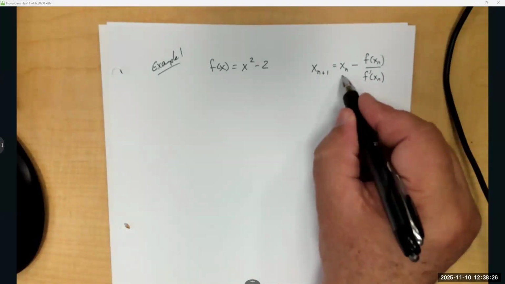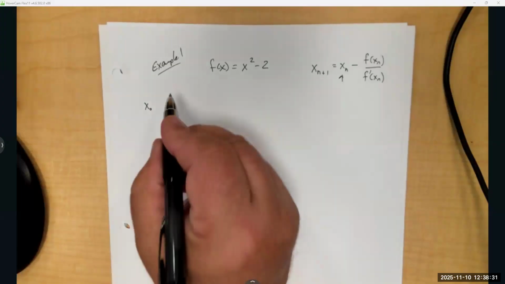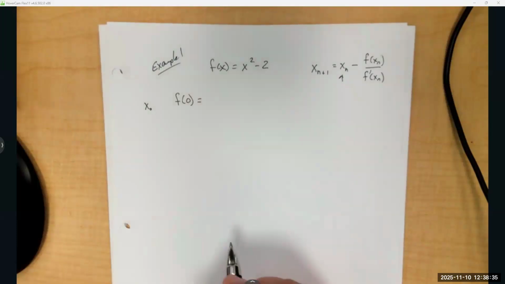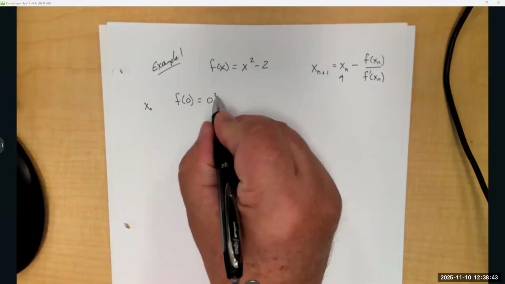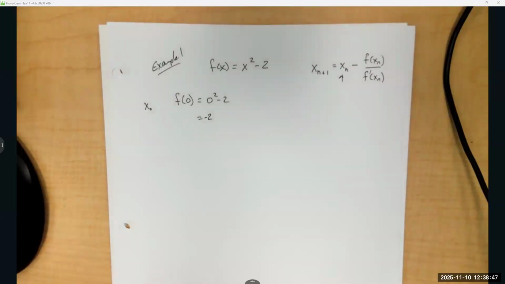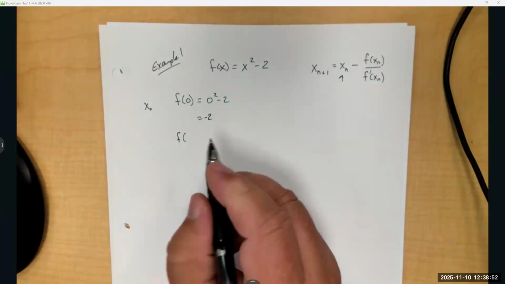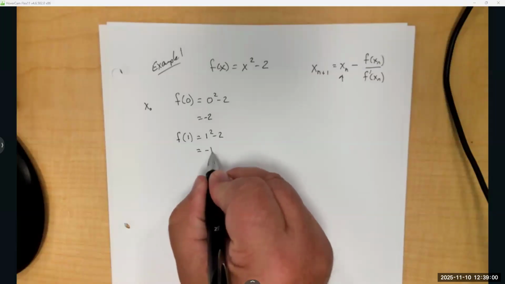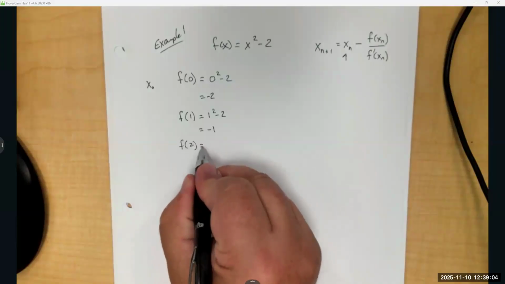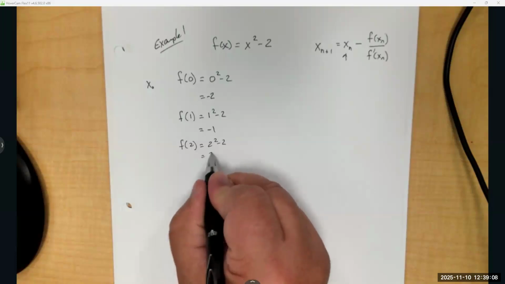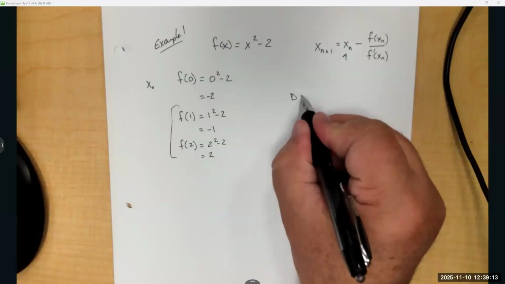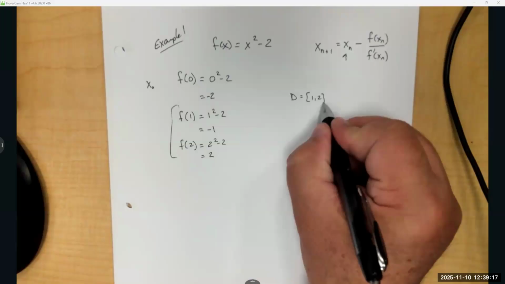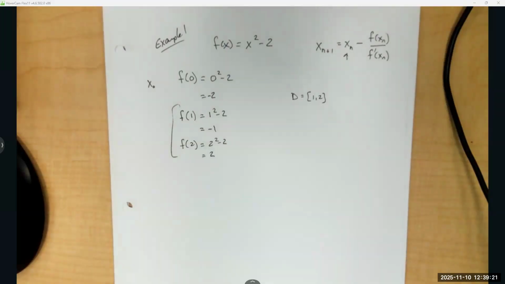So x sub zero. Well, let's pick a couple of values. If we pick x sub zero, what do we get? So it's 0 squared minus 2, which gives us negative 2. If x is 1, 1 squared minus 2, it's 1 minus 2, which is negative 1. If x is 2, 2 squared minus 2, 4 minus 2 is 2. So here we have it. Our domain that we're looking at is between 1 and 2. Between 1 and 2, there has to be an x-intercept. Follow that? Check one.